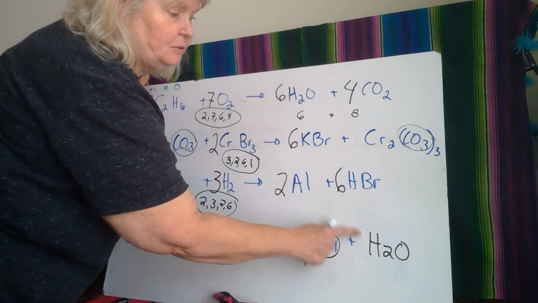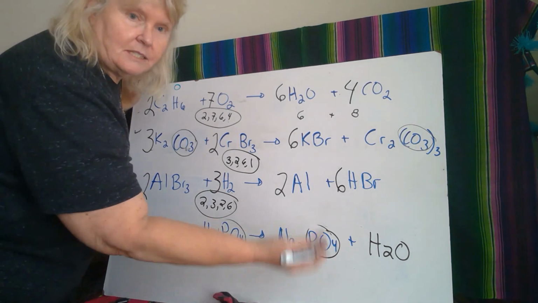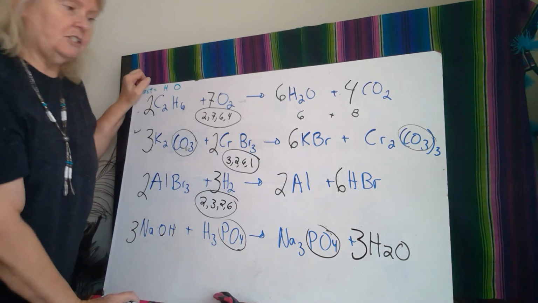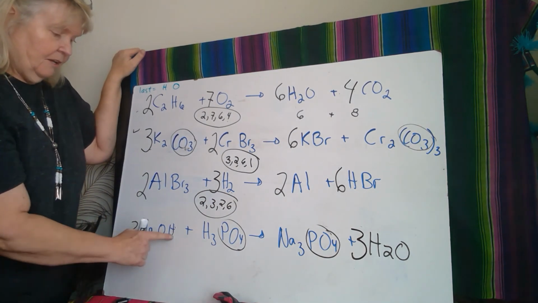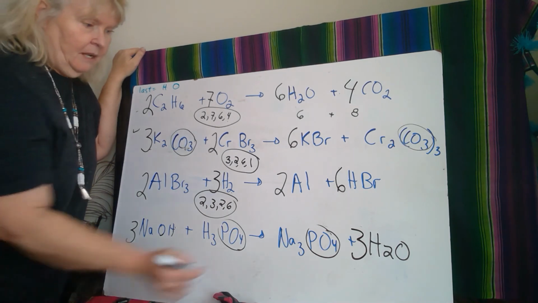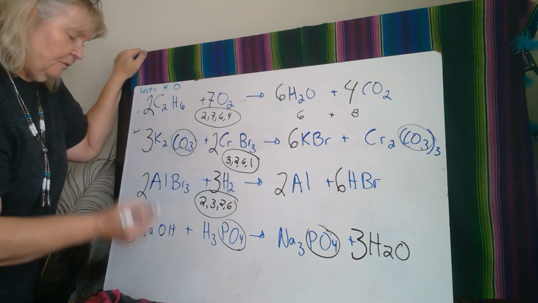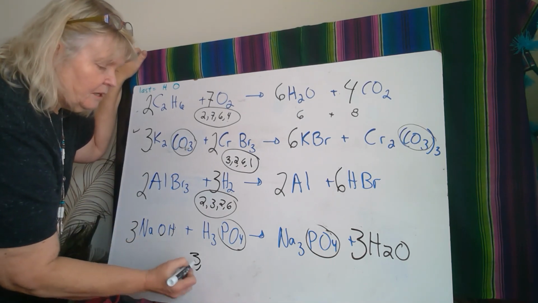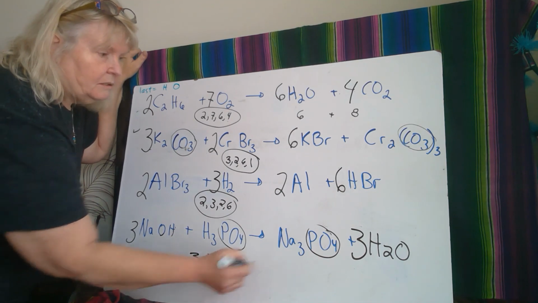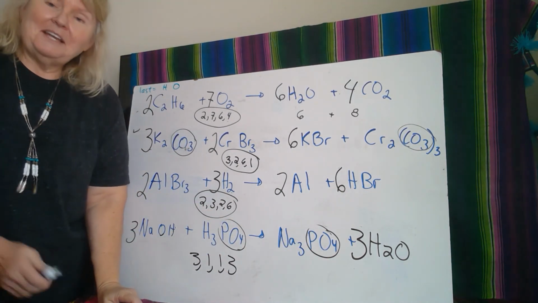So let's take the 2 away. I thought it was a 2. It's not. It has to be 6. So that would make it a 3. So that would be 6 H's. Over here I have 3 H's plus 3 H's. That gives me my 6. 3 sodiums, 3 sodiums. Okay, my coefficients are going to be 3, 1, 1, 3.